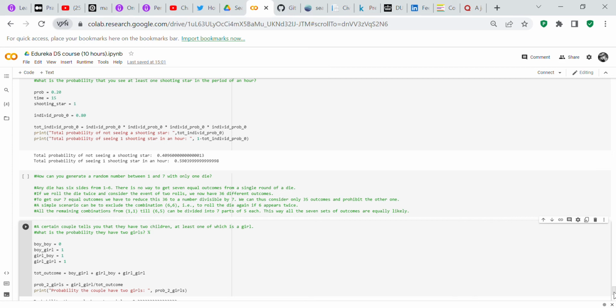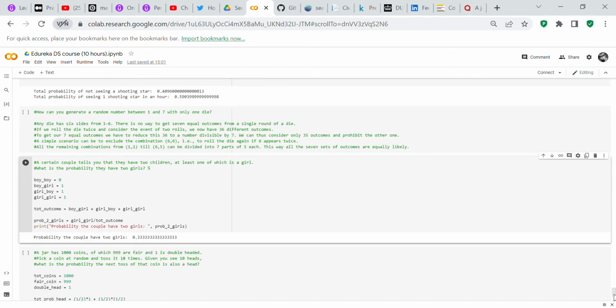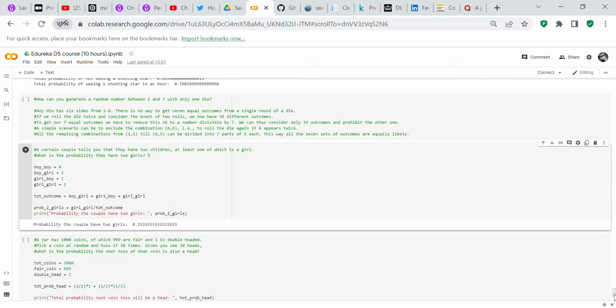A simple scenario can be to exclude the combination 6, 6, i.e., to roll the die again if 6 appears twice. All the remaining combinations from 1, 1 till 6, 5 can be divided into 7 parts of 5 each. This way, all the 7 sets of outcomes are equally likely. So that was the answer that I looked up on the internet. So if you get asked that question, you know the answer to it.